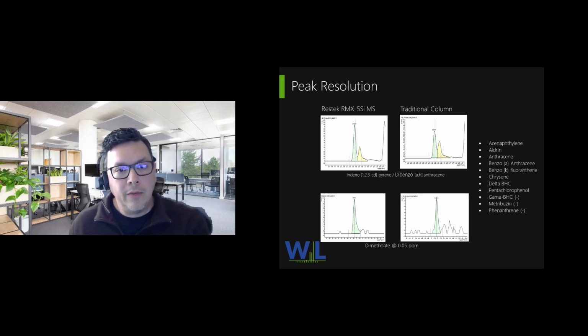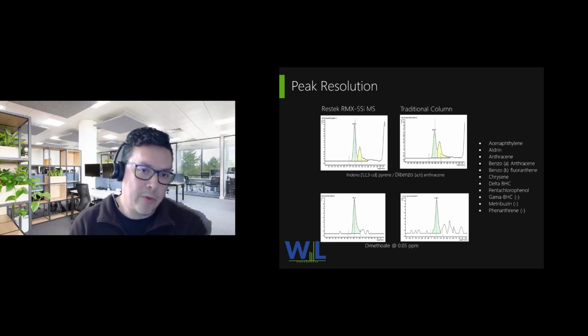On the bottom end, we have dimethoate. With the RMX column, you see more sensitivity for dimethoate, which is sometimes problematic to elute, versus a traditional column. You have a little bit less signal to noise, less sensitivity, less reproducibility. With the RMX column, the peak is there, and it's pretty easy to determine, pretty easy to see.